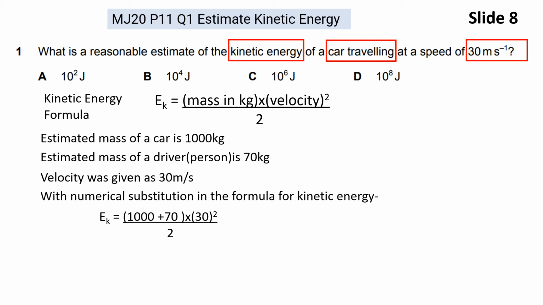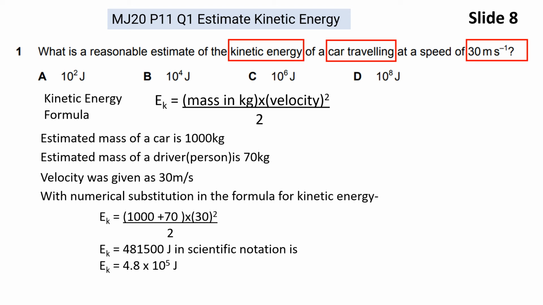So for the mass, it is 1,000 plus 70 times 30 squared divided by 2. And the result is 481,500 joules. In scientific notation, that is 4.8 times 10 to the 5 joules.